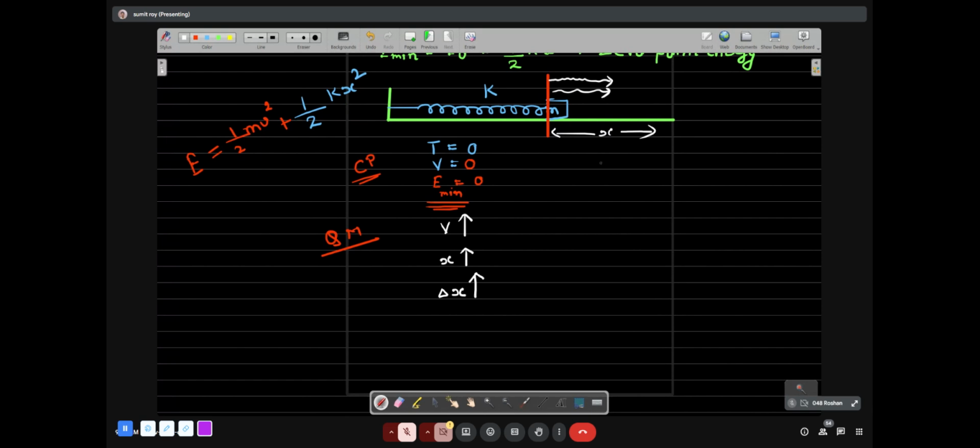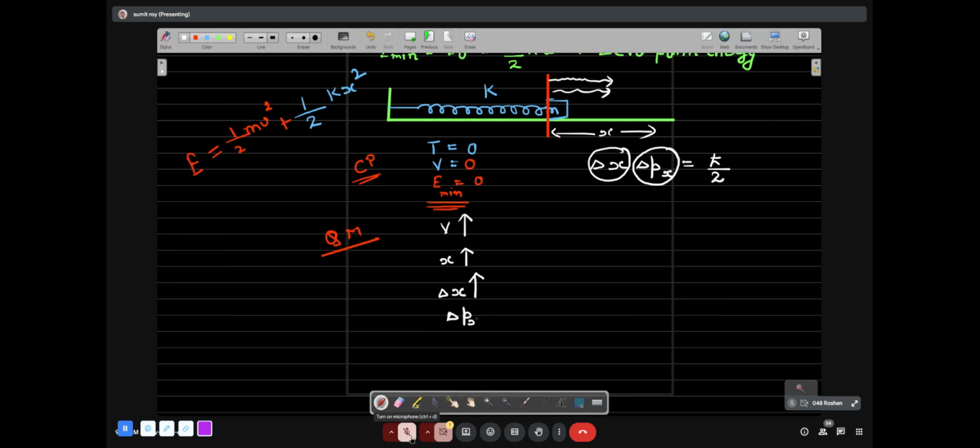Now, according to the uncertainty principle, del x into del px is of the order of h cut, or more precisely, the minimum uncertainty product is equal to h cross by 2. If del x increases, what about del px?